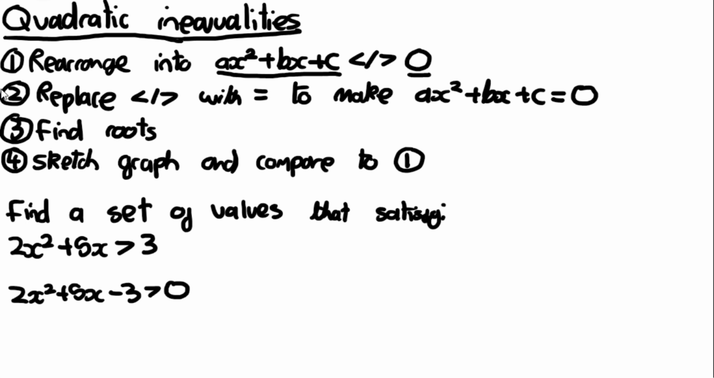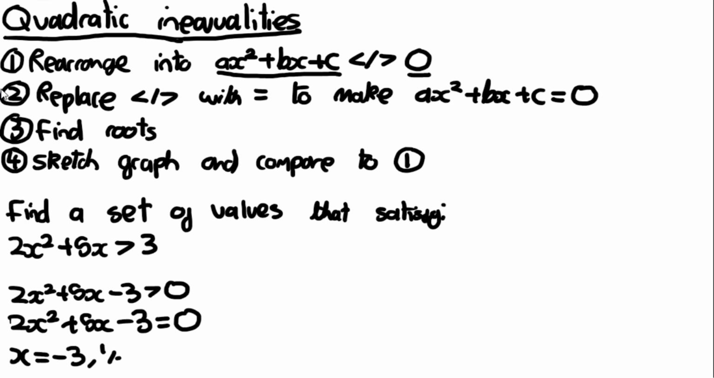The second step is to replace the inequality sign with the equal sign. So we do 2x squared plus 5x minus 3 is equal to 0. And then we find the roots. You can do this by factorization or by using the calculator. I just use the calculator, and we get the roots as minus 3 and a half. And then we need to sketch the graph. This doesn't need to be too accurate.